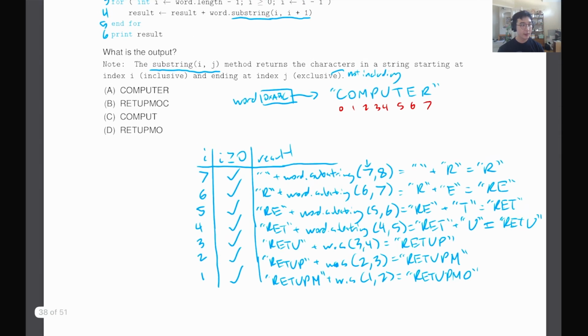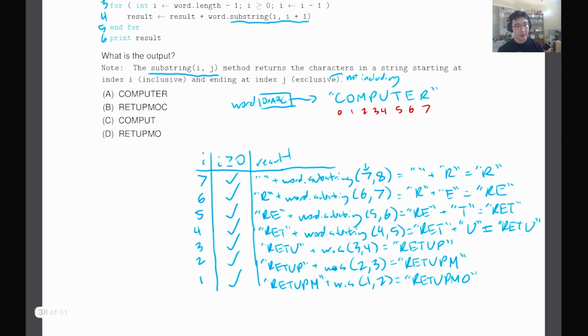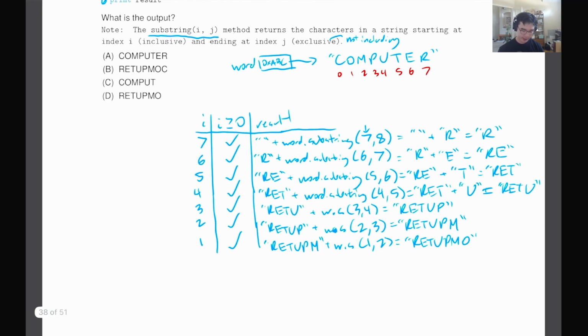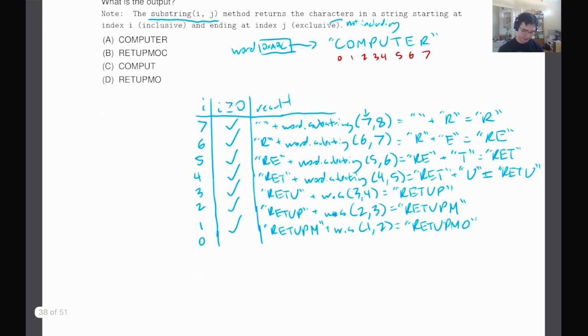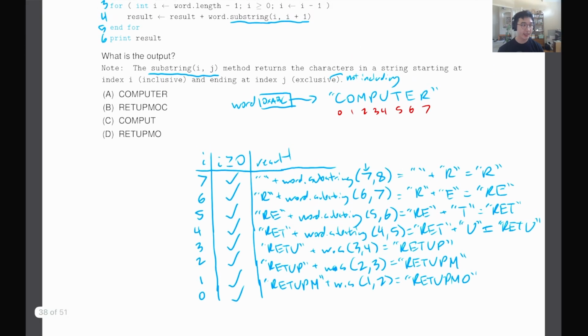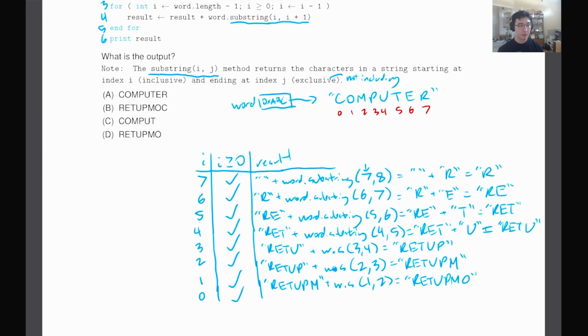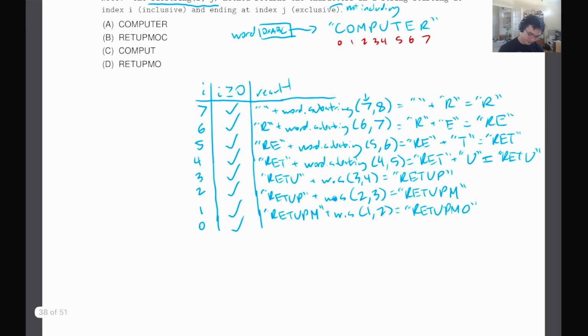Okay. Line 5, I loop back up, go to the change, the decrement, which is I is I minus 1. I is now 0. I check my condition, which is I greater or equal to 0? That is true. Because the condition is true, I go inside a for loop onto line 4. Result is now result plus word.substring I plus 1, which is RETUPMOC. Index 0 is C. Okay.